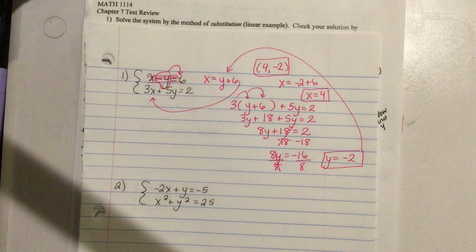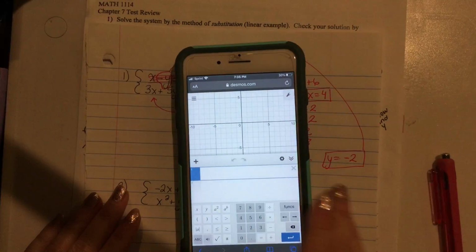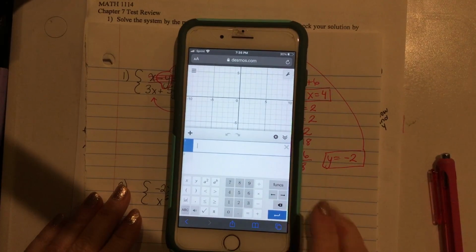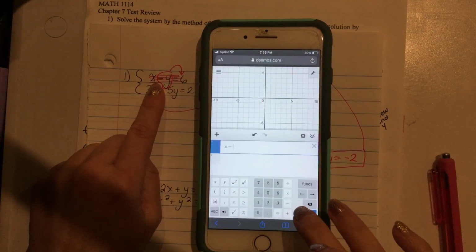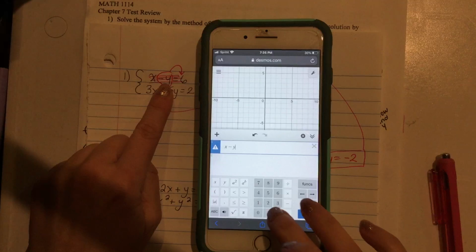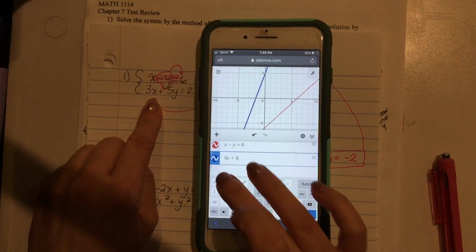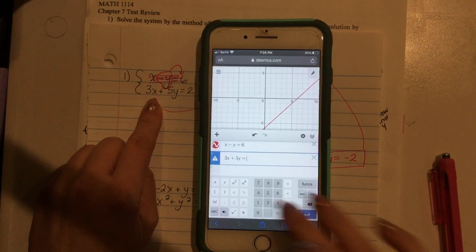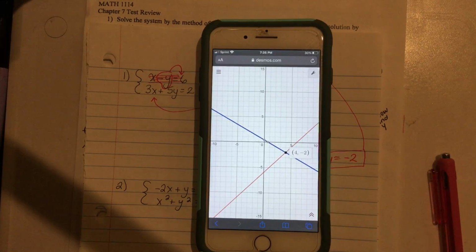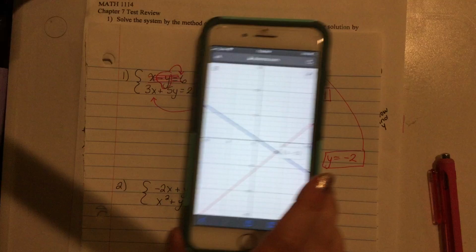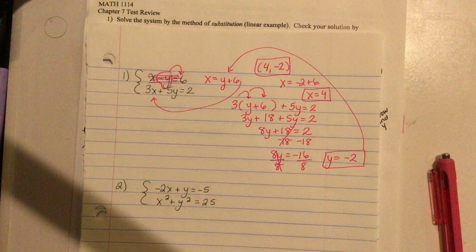Now, one way to always check your work if it's linear, well, I guess linear and nonlinear, if we have a 2 by 2 system, you can always check it on Desmos. So when I'm going to Desmos, what you want to do is graph the original. So x minus y equals 6. Next, 3x plus 5y equals 2. So if I graph those, I can see that point of intersection. When I tap on that point, I have 4, negative 2. We stated that the solution should be 4, negative 2, so we are done with number 1.